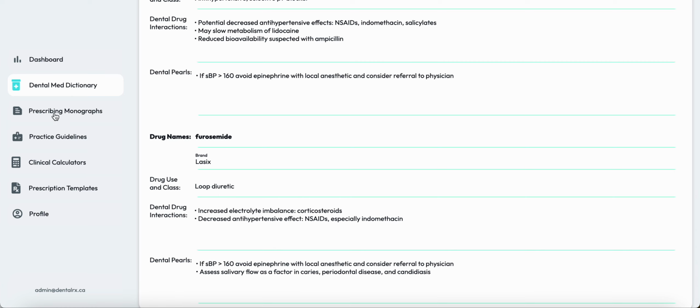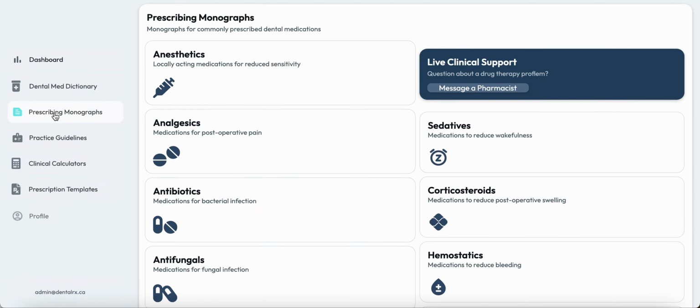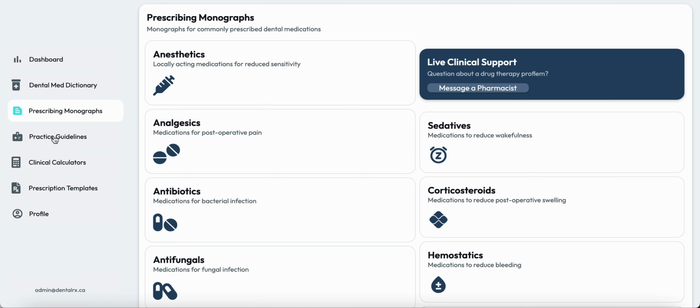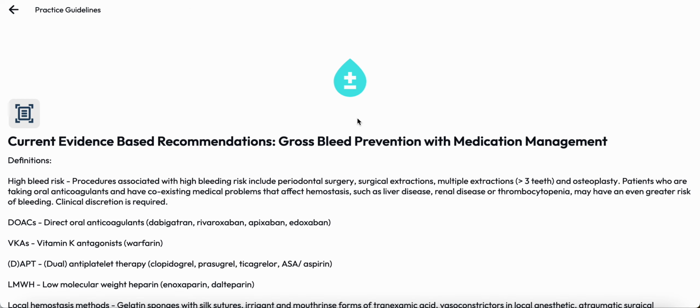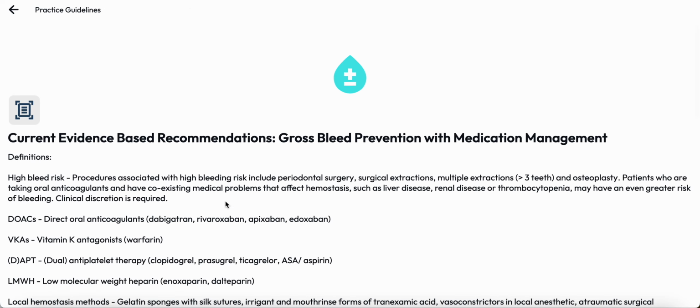So we're going to go to our not prescribing monographs first, but we'll take a look at the practice guidelines. There's a couple guidelines we're going to be wanting to look into here. First is anticoagulation, and then we're also going to want to look at antibiotic prophylaxis for this patient. So we're going to look at anticoagulation first.